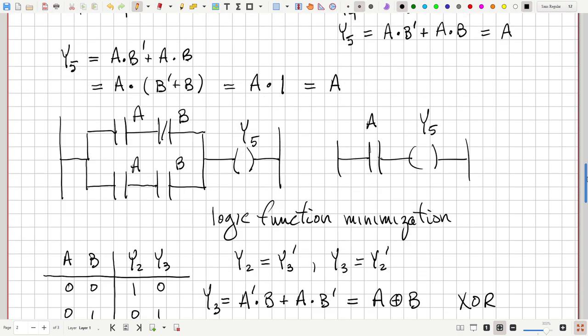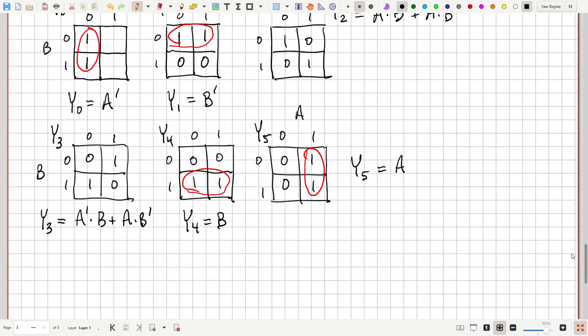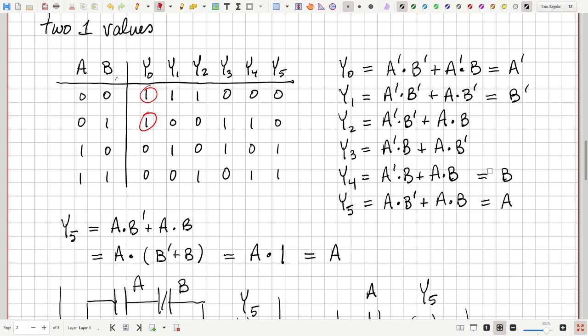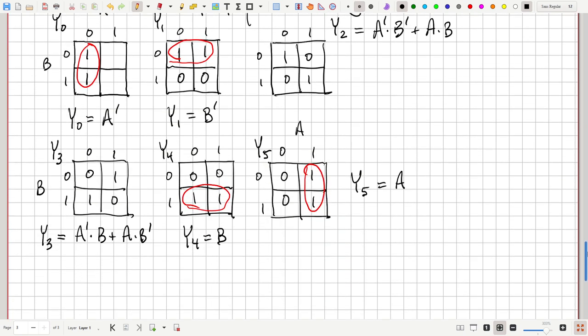So these K-maps are just graphical ways to do this switching algebra. They're this Boolean algebra, factoring and reductions and things. We can do it graphically. Very, very useful.